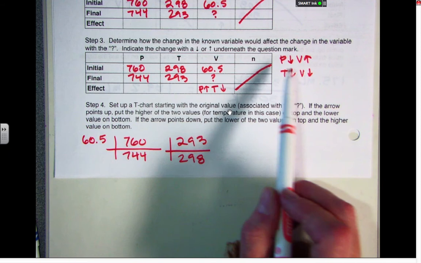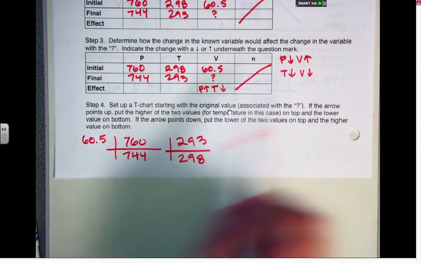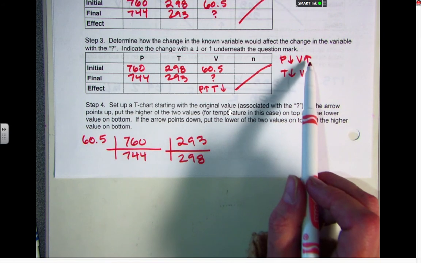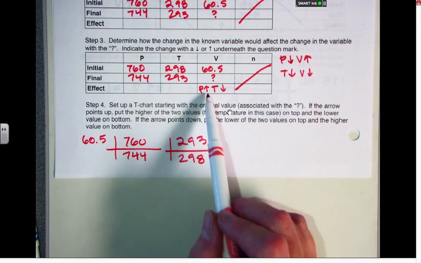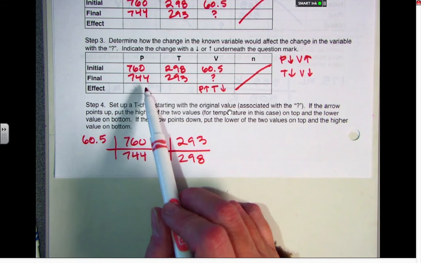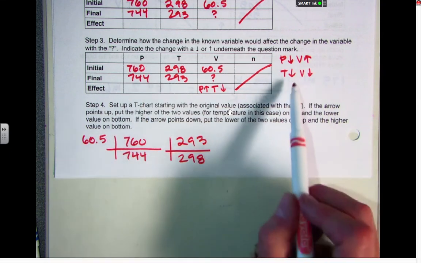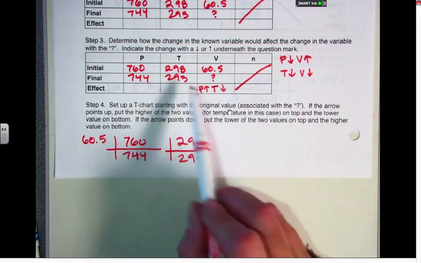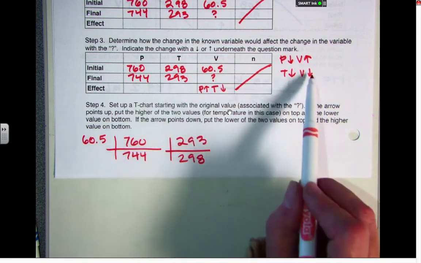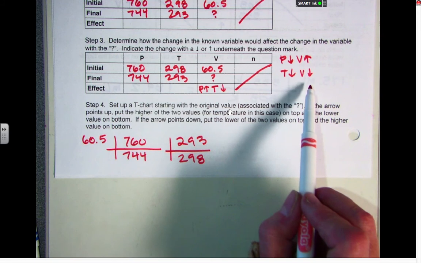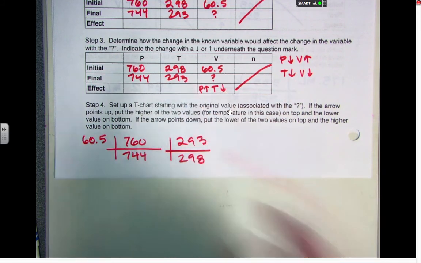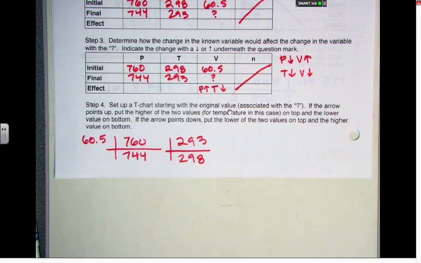So pressure and volume have an inverse relationship. Our pressure went down, so that means we expect our volume to go up. So because we have an up arrow, that means we put the larger number over the smaller. With respect to temperature and volume, our temperature went down, so then we expect our volume to go down in that sense. So because we have a down arrow, that means we put the smaller value on the top of the T.